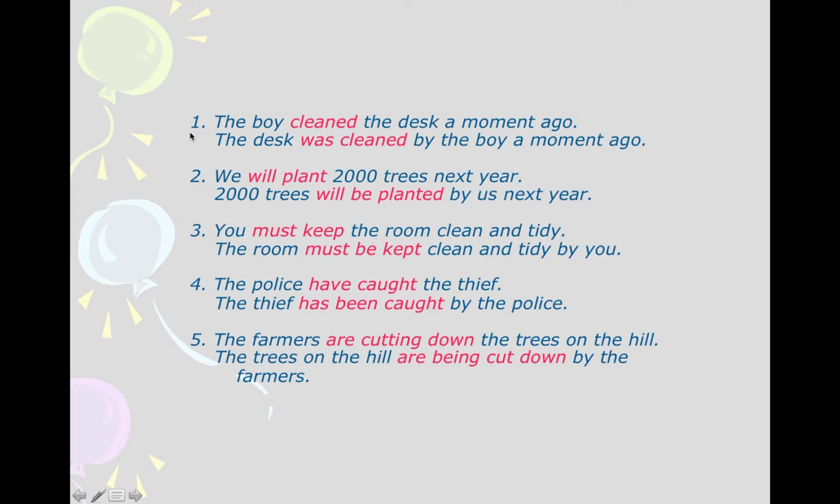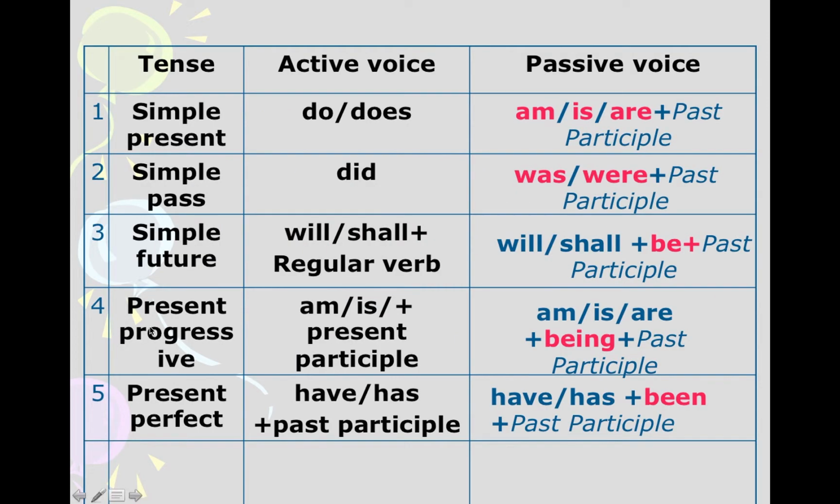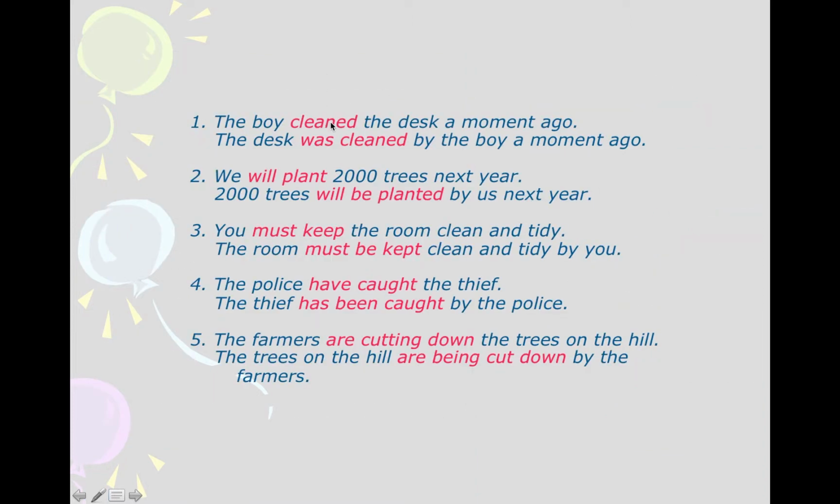So let's go back to the table right here. "Was" is past, plus a past participle right here. Look, this is the past participle. So the boy cleaned the desk a moment ago. Changing it, the desk was cleaned by the boy a moment ago. Really simple, huh? And the next one is: We will plant 2,000 trees next year. And here it is: 2,000 trees will be planted by us next year.